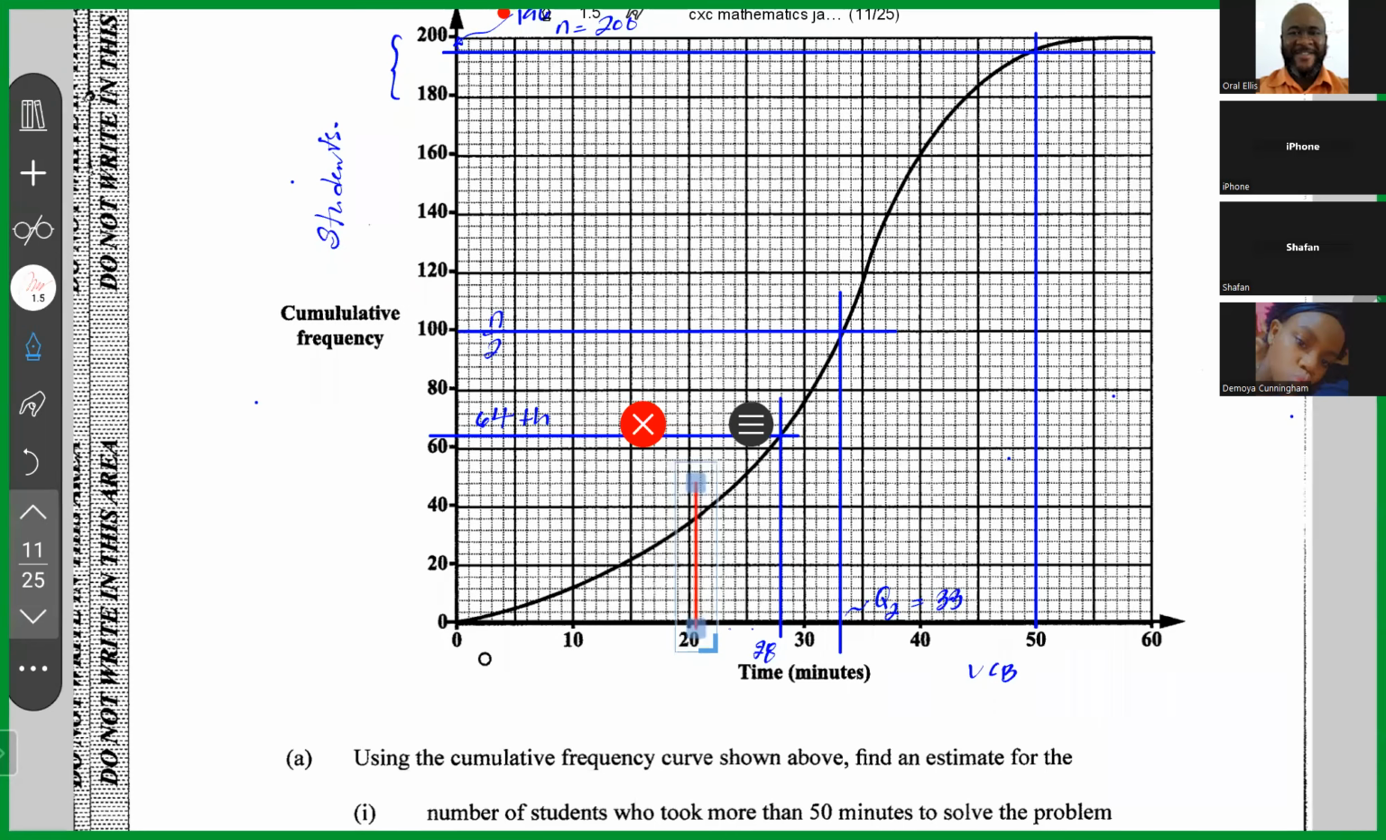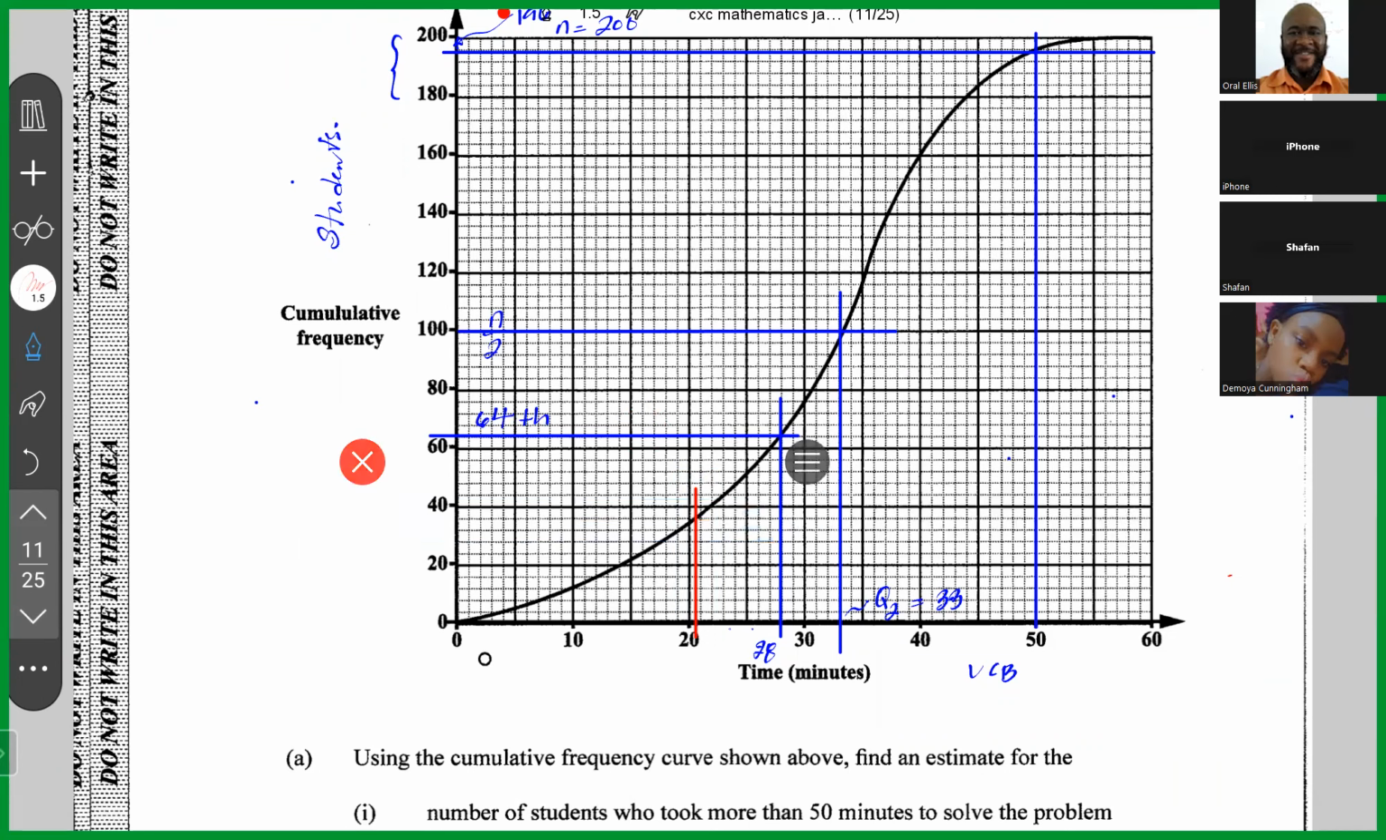20.5, because when you're drawing your cumulative frequency curve, what you actually use is the upper class boundary. The upper limit is 20, but the upper class boundary would be 20.5. So I want to note where this line meets the curve. It meets it here. Wherever it meets the curve, I'm going to draw my horizontal line and read off that value.